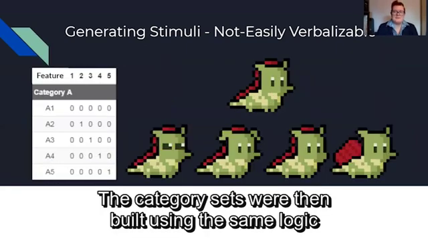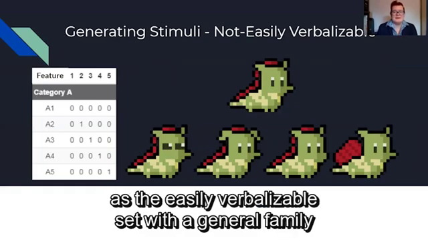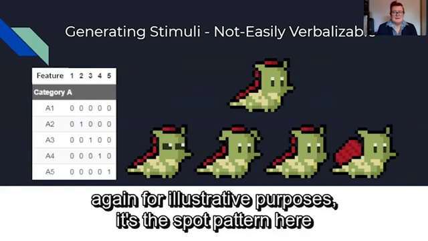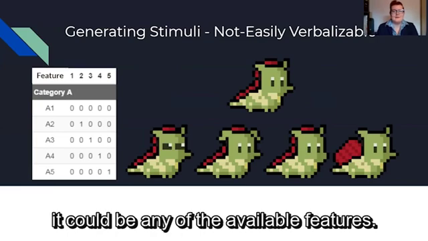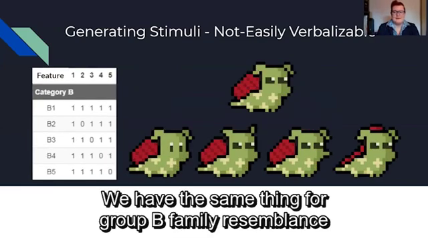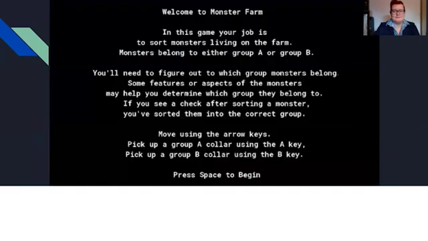The category sets were then built using the same logic as the easily verbalizable set, with a general family resemblance and one perfectly predictive feature. Again, for illustrative purposes, it's the spot pattern here, but in the experiment itself, it could be any of the available features. Here we have same thing for group B, family resemblance, and perfectly predictive trait.